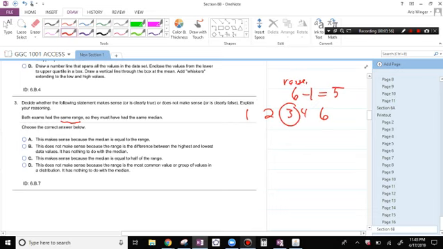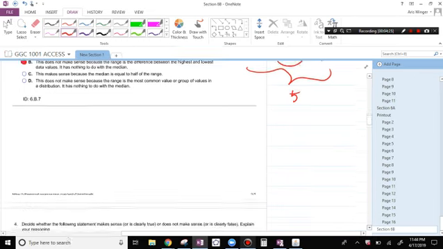The median here is 3, but I could do 1, 2, 5, 5.1, and 6. And here the range is still 5, but the median is very different. This does not make sense because the range is the difference between the highest and lowest values. It has nothing to do with the median. The median can be whatever it wants. It has nothing to do with the range.